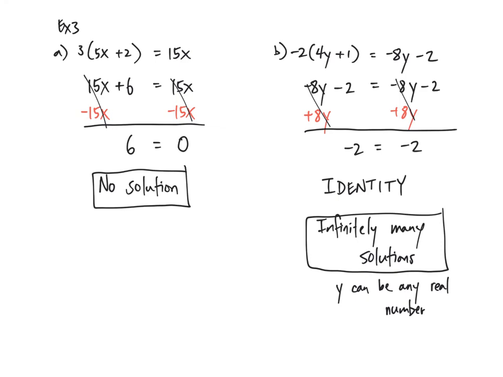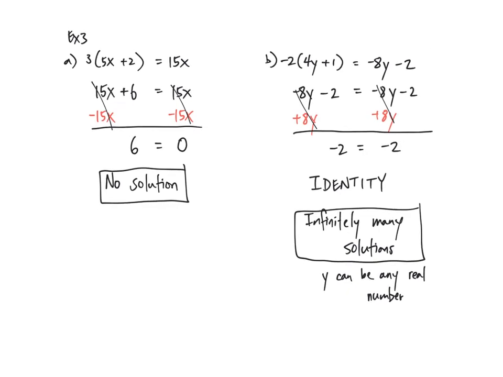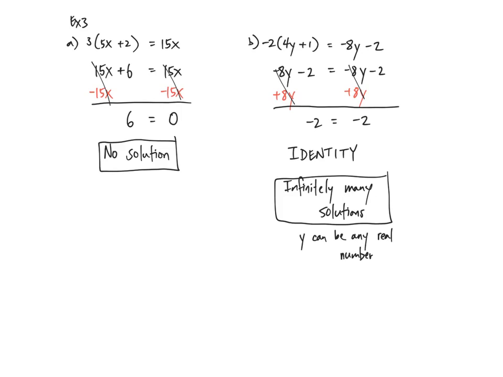Now, another interesting point of this, which we'll talk about in the future, is when you graph these things, for A, the two lines are parallel, so they never cross. Whereas for B, the two lines are going to be coinciding, or in other words, they're going to be exactly the same line. And so that means that they share an infinitely many number of points.